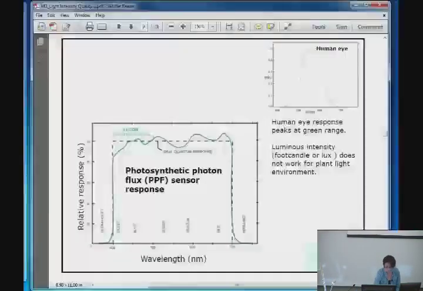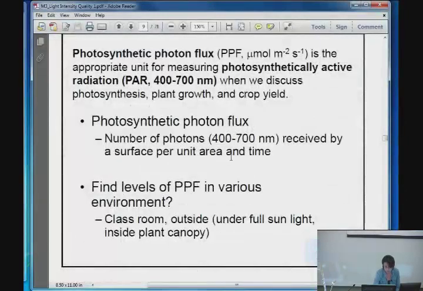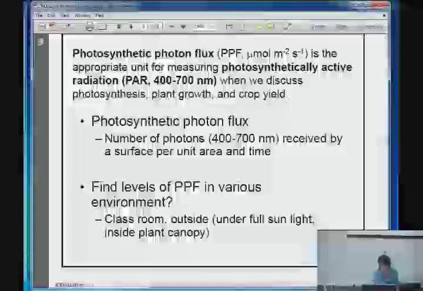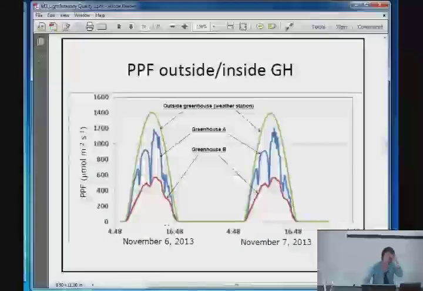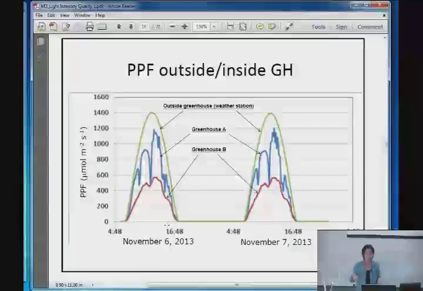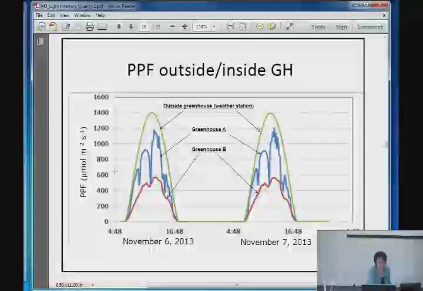All right, so back to the PC. Let's go in here. So this one is showing an example diurnal change of PPF, photosynthetic photon flux, micromoles per square meter per second.